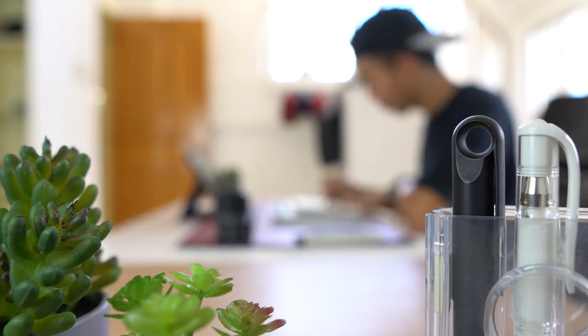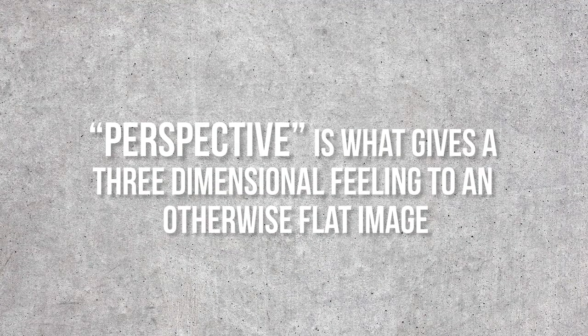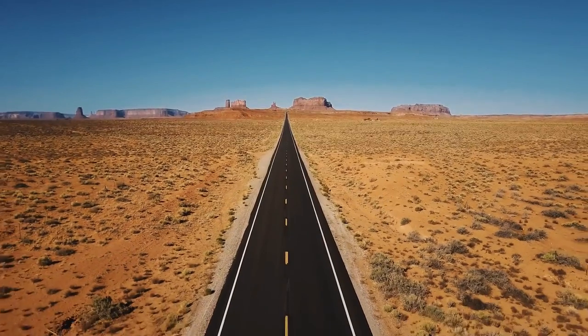One of the most valuable tools in an architect's arsenal of sketching is the perspective. By definition, a perspective is what gives a three-dimensional feeling to an otherwise flat image. It gives objects in the drawing a sense of distance, where closer objects look larger and further objects look smaller.